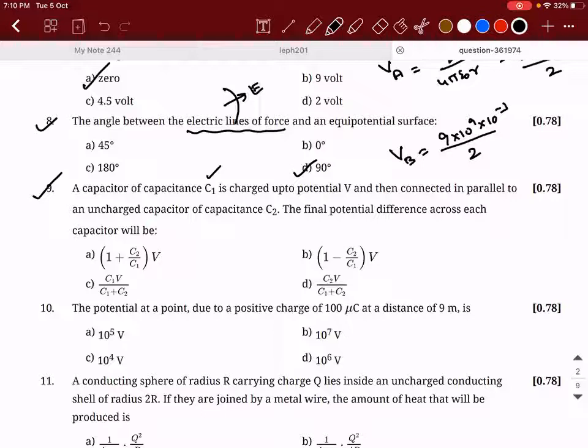So the charge remains the same. The total charge remains the same. Yes, sir, before and after. Yeah, that's correct. Initially, when the capacitor C1 is connected to a potential difference V, it will acquire a charge Q whose value is given as C1V. Correct?